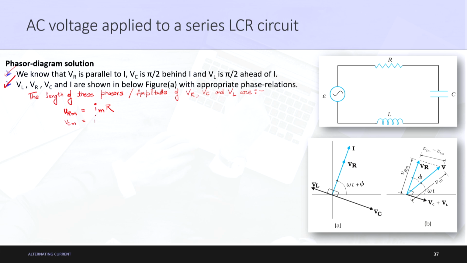So, basically VCM will be nothing but again the same current passing, but this time passing with XC, and this VLM will be nothing but equal to IM into XL. Okay. So, I hope these three lengths are easy to retain. Next thing is, now let us try to use Kirchhoff's loop rule directly.